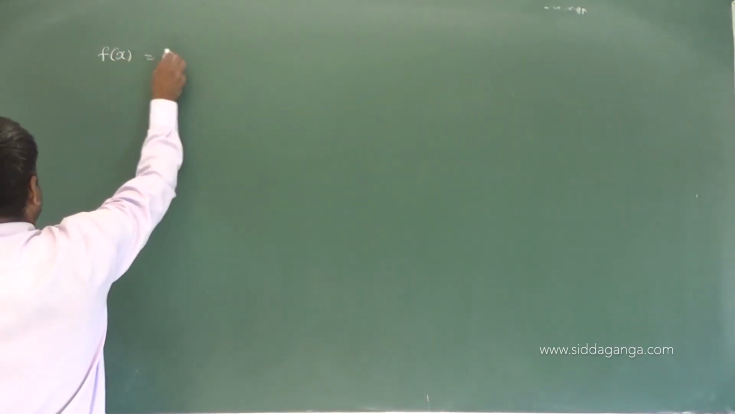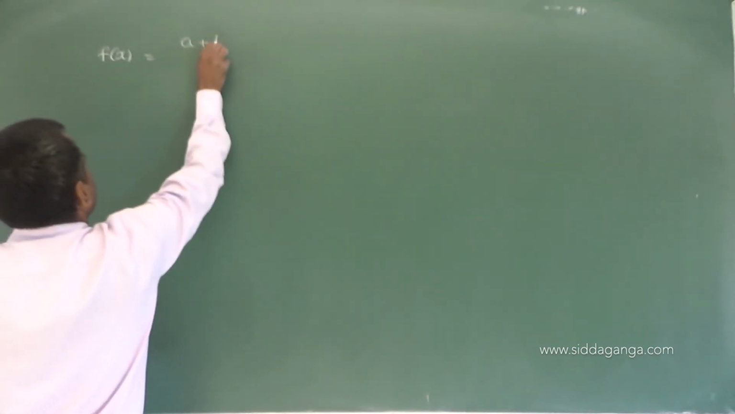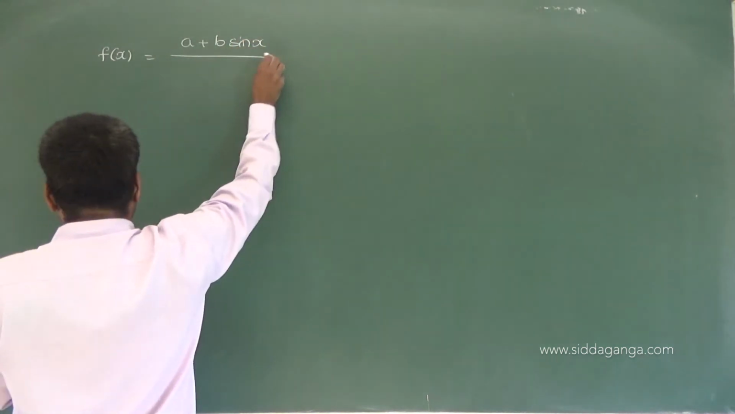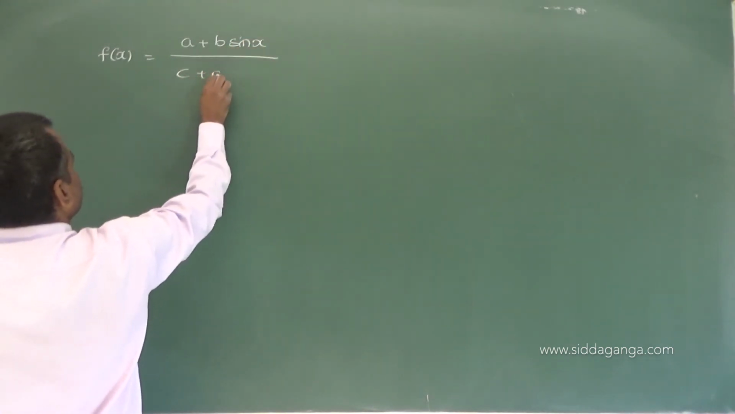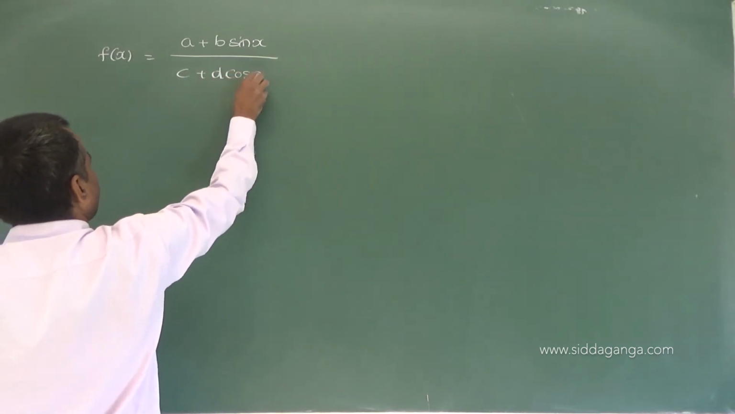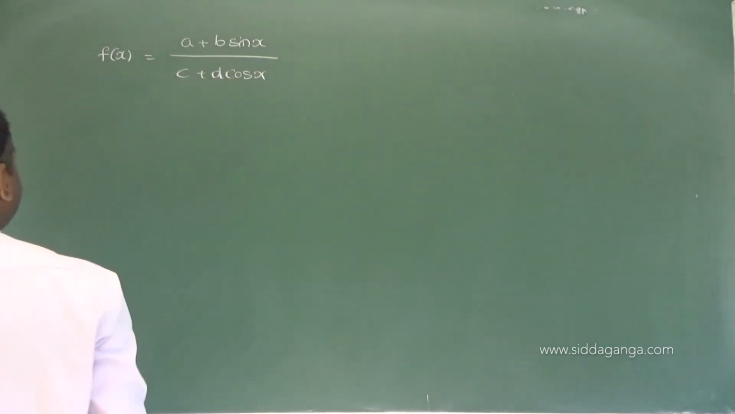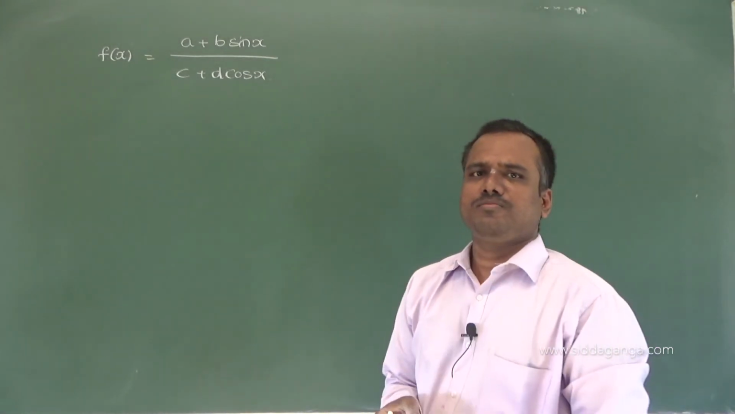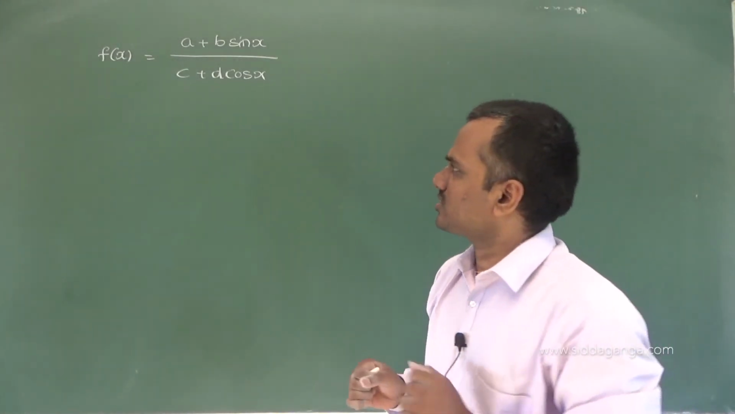f(x) = (a + b sin x) / (c + d cos x). Again, the quotient rule.